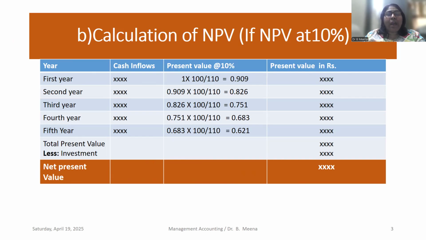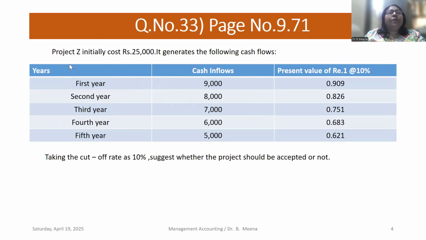So let me take one problem model to have more understanding of net present value. Project Z initially costs rupees 25,000. It generates the following cash flows. So we have the cash flows for the first year, second year, third year, fourth year, and fifth year, and the table values are given. The present value of rupee 1 at 10% is given.